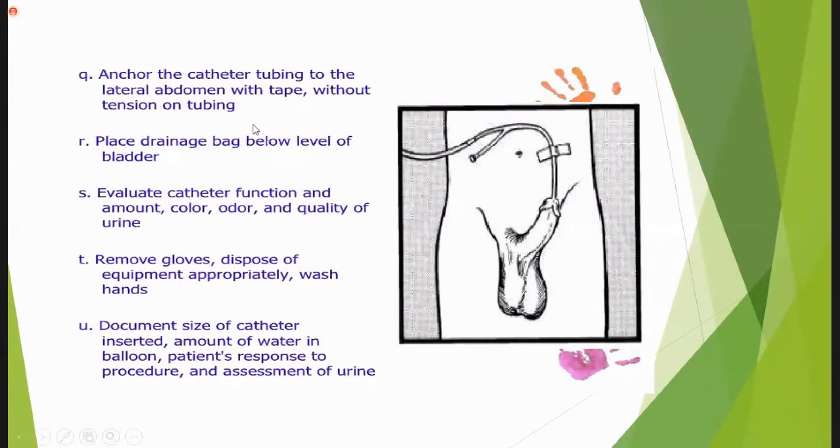Now secure the catheter tubing to the lateral abdomen with tape, without tension on the tubing. Place the drainage bag below the level of the bladder. Evaluate the catheter function and the amount, color, odor, and quality of urine. At the end, remove the gloves, dispose of the equipment appropriately, and wash your hands. And document the size of the catheter inserted, amount of water in the balloon, patient response to the procedure, and assessment of the urine. All of these things are documented in the file.